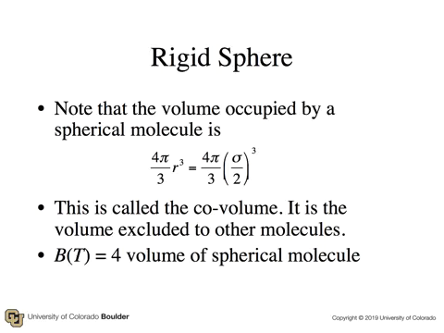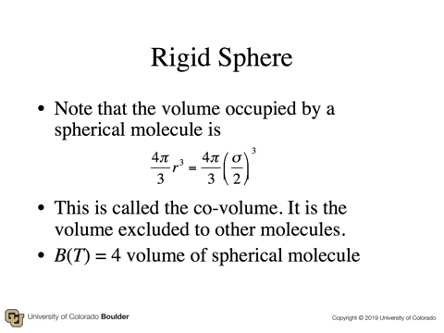So note that the volume occupied by a spherical molecule is 4/3 pi r cubed, which can be written as 4/3 pi times sigma over 2 cubed, because sigma corresponds really to a diameter. If you have two equal sized particles, sigma is the diameter of one of the particles. And this is called the covolume. So it's the volume excluded to other molecules.